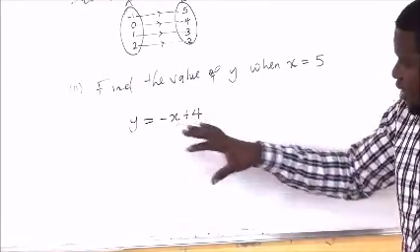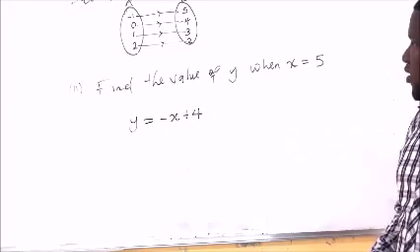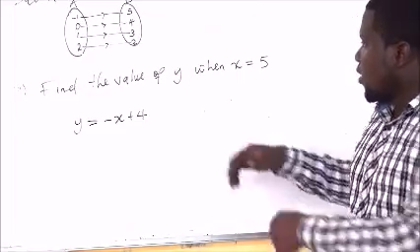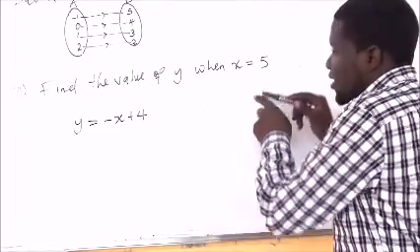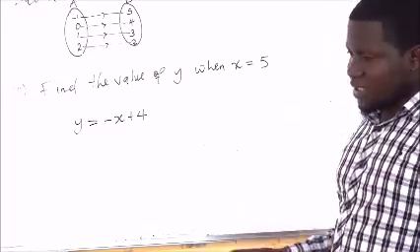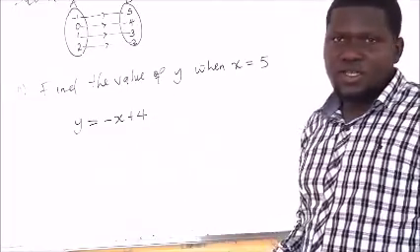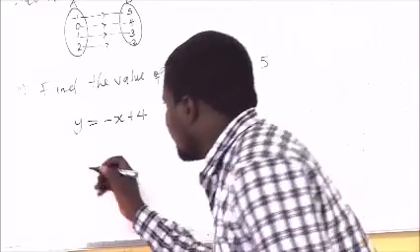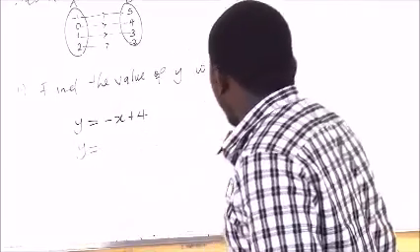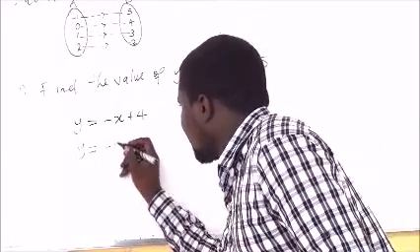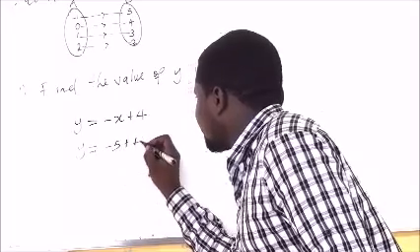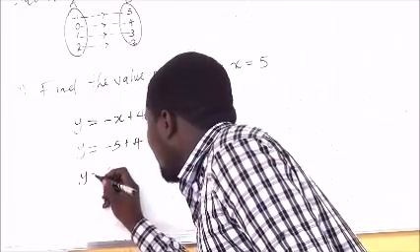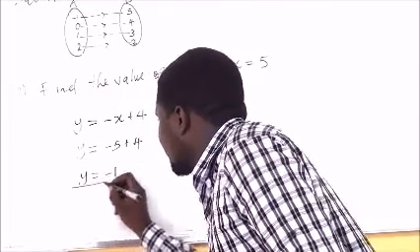So now, the same equation is going to help us find the value of y, provided that the value of x has been given. Without wasting time, we're just going to substitute. Where there's x, you just put 5. Therefore, y is equal to -5, and then plus 4. Then from there, the value of y will be equal to -1. This is the final answer.